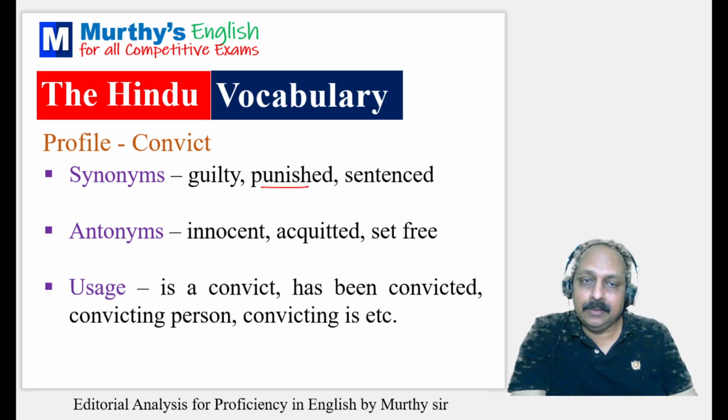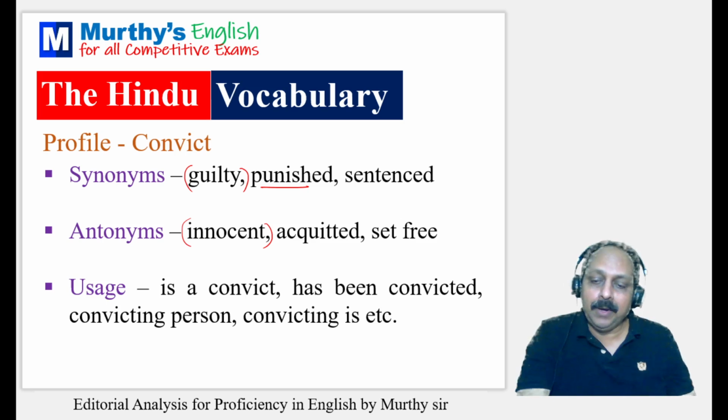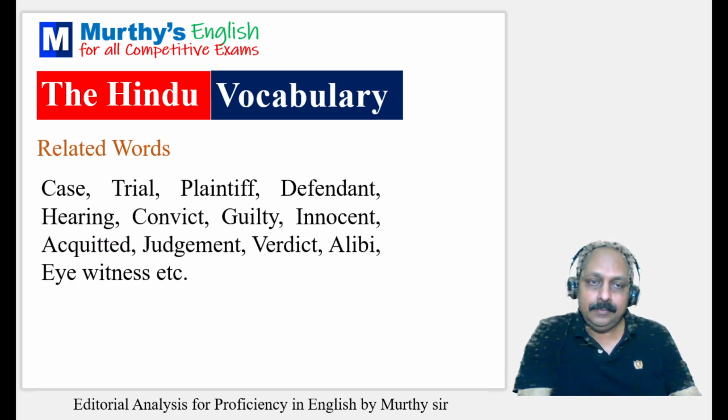Convicted means punished. It goes with guilty people. Opposite, innocent. Then we use the words punished, sentenced, acquitted, set free. Usage: he is a convict. He has been convicted. Convicting person. Convicting is something. The different forms you have to know. And when you learn a particular word, you have to learn the related words.